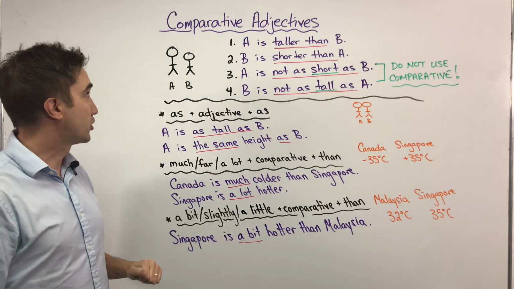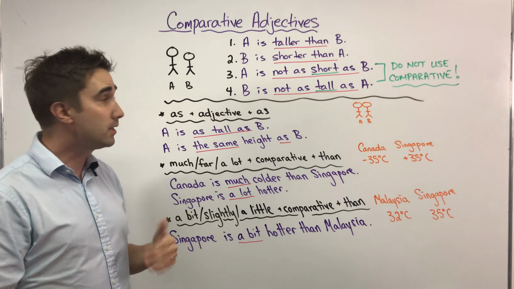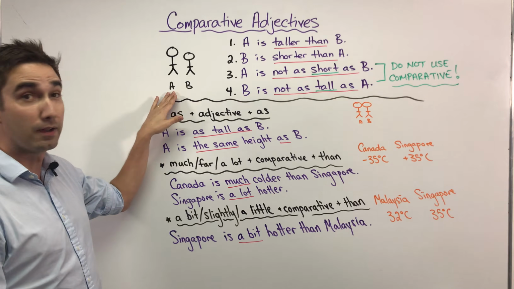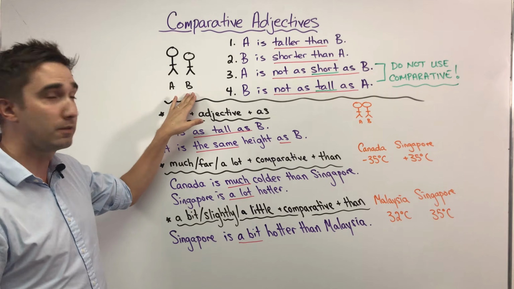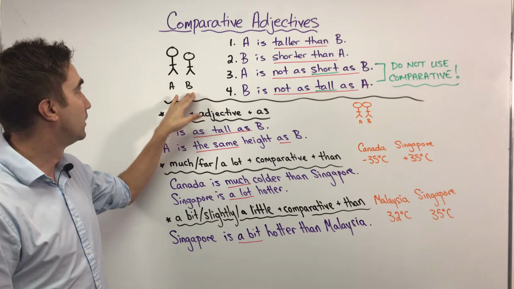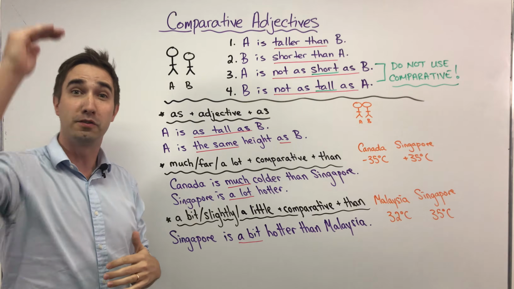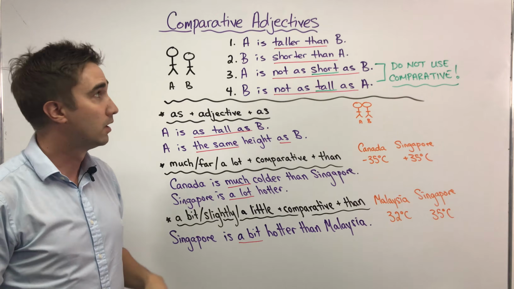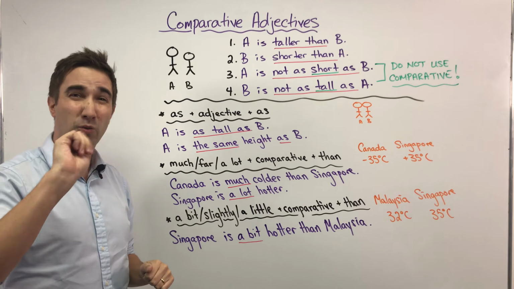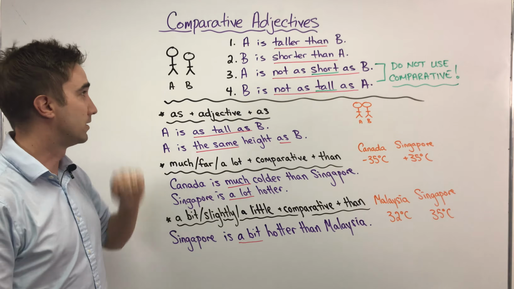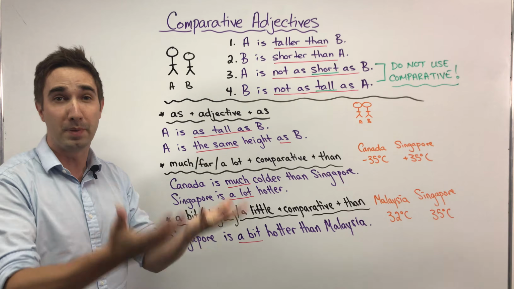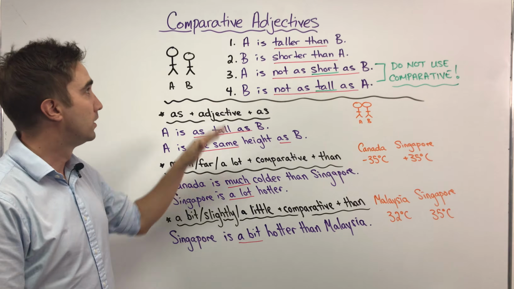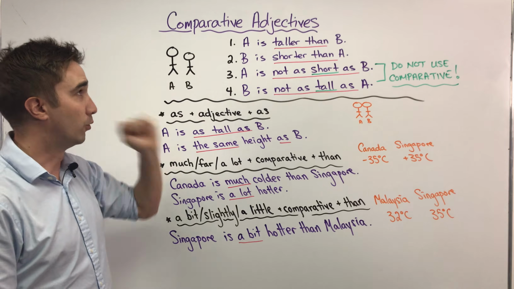Now, look at this little picture. I'm an artist, as you can see. Here we have gentleman A and gentleman B. As we can see, gentleman A is tall and person B is short. Actually, there are 4 ways to say this sentence, or 4 ways to compare these two people. Here are those 4 ways.